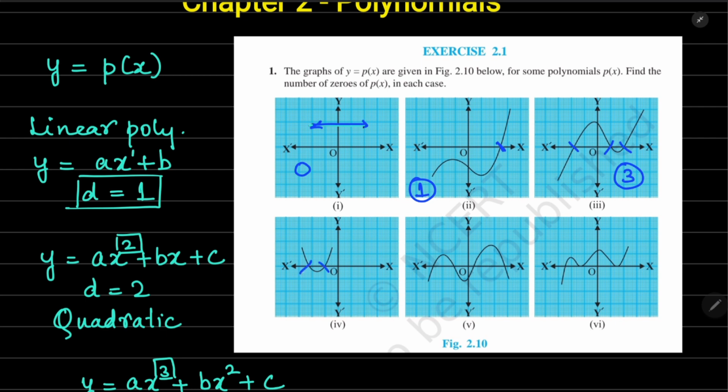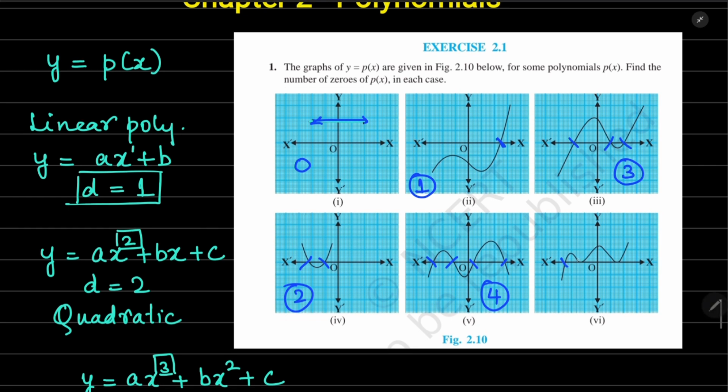Here in the fourth graph, the polynomial graph cuts the x-axis at 2 places. In the fifth one, it's 1, 2, 3, 4. So the number of zeros of this polynomial will be 4. And here, even if it touches the x-axis, that is also a 0. So 1, 2 and 3. So here the number of zeros of p of x will be 3. So it's very, very easy to calculate. Always remember, the number of points at which the graph cuts or touches the x-axis, that many zeros it will contain.